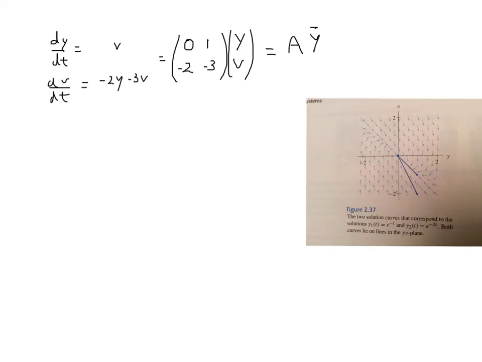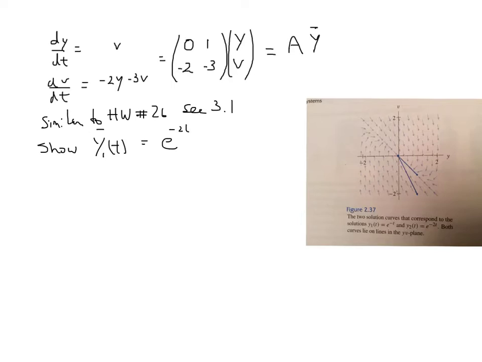In part A of question number 26, again, this is a similar example, so I'll say similar to homework number 26, section 3.1. They say to demonstrate that something is a solution. So you're asked to say show that y1 of t equal to e to the minus 2t, negative 2 e to the minus 2t. Show that this is in fact a solution of this system, which I'm denoting by star, the system y prime equals the matrix A times Y.